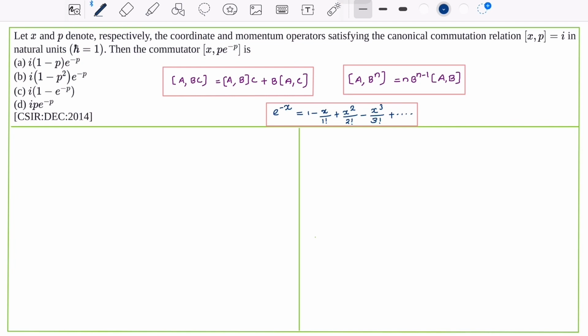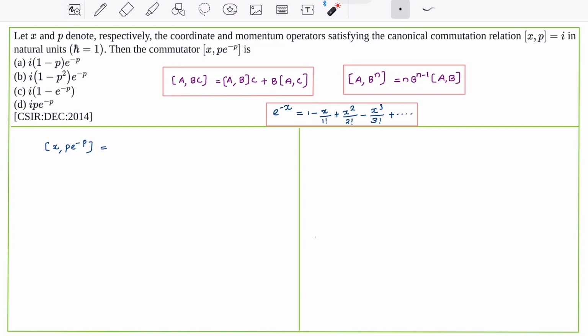We know that e raised to minus x equals 1 minus x by 1 factorial plus x square by 2 factorial minus x cube by 3 factorial, etc. Also, the commutator of a and bc equals the commutator of a and b times c plus b times the commutator of a and c. So, what is the commutator of x and p e raised to minus p?